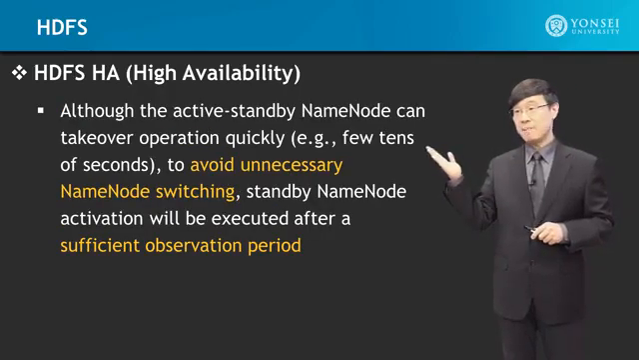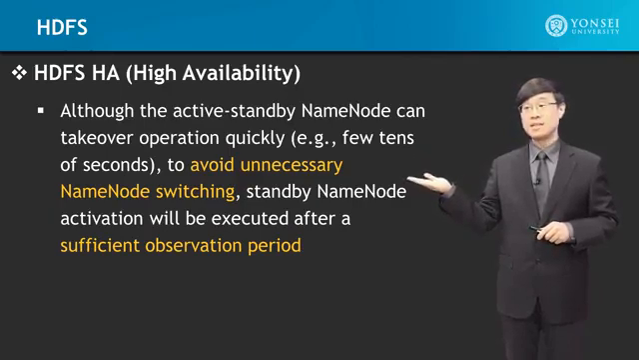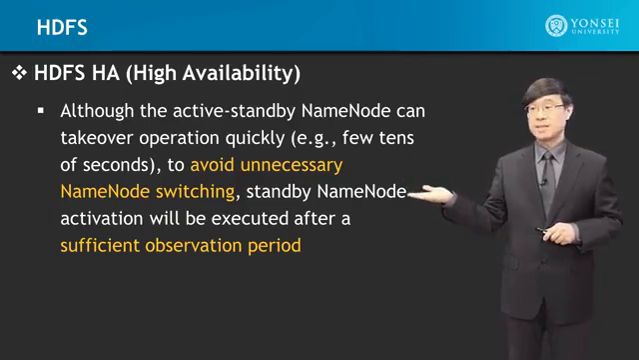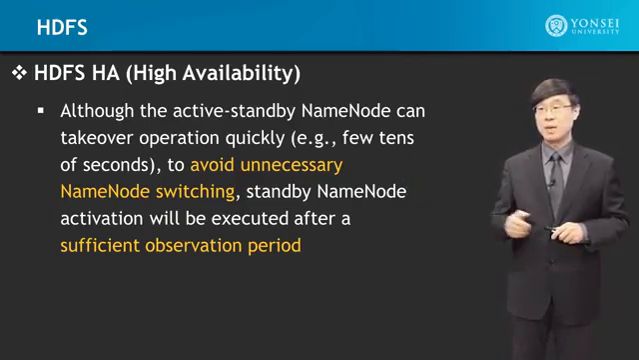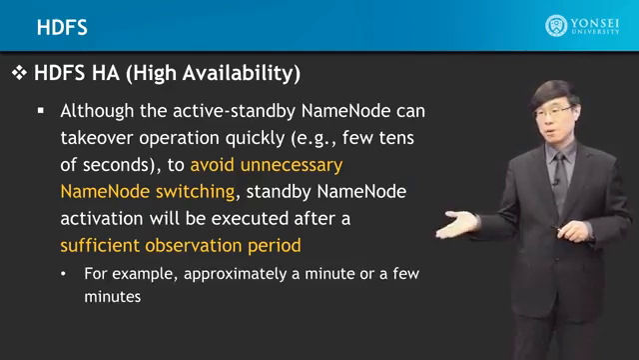Although the active standby name node can take over operation quickly, within a few tenths of a second, to avoid unnecessary name node switching, the standby name node activation will be executed after a sufficient observation period, for example, approximately a minute or a few minutes.